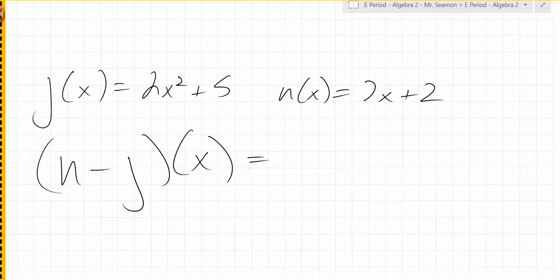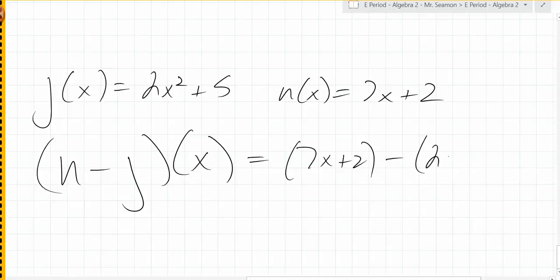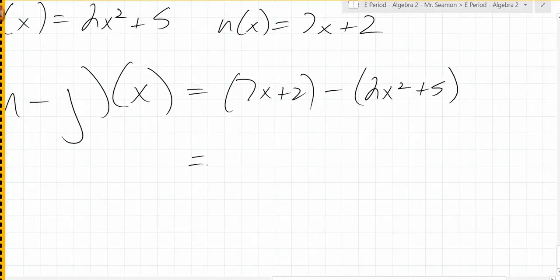So what is that going to be? 7x plus 2 minus what? 2x squared plus 5. And what does that simplify to? Someone who hasn't said anything. Anybody want to volunteer? What does that equal? Someone who hasn't spoken up today. Zoya, what does that equal?